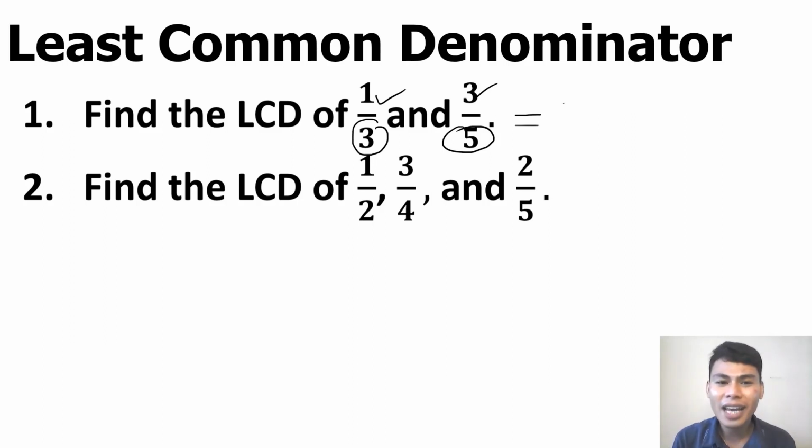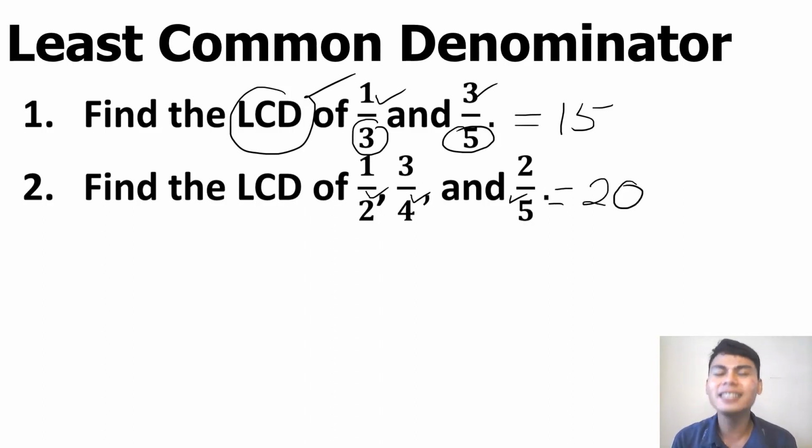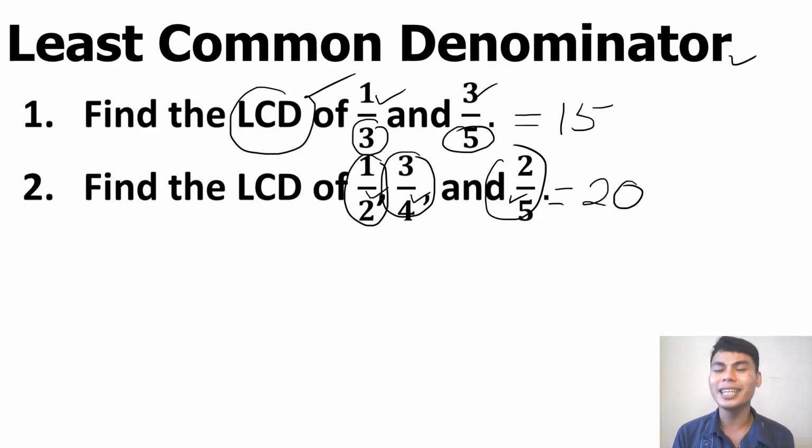So, ang LCD niya, 1/3 at 3/5, 15. We're looking only for LCD. Hindi pa nagtanong the sum or difference. LCD muna. So kanina, ang LCM ng 2, 4 at saka 5 ay 20. So the same din. Yan din ang LCD. Again, because we're talking about fractions, so we will have the least common denominator.